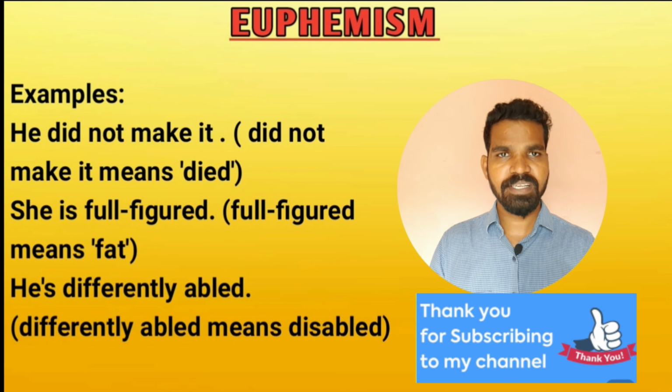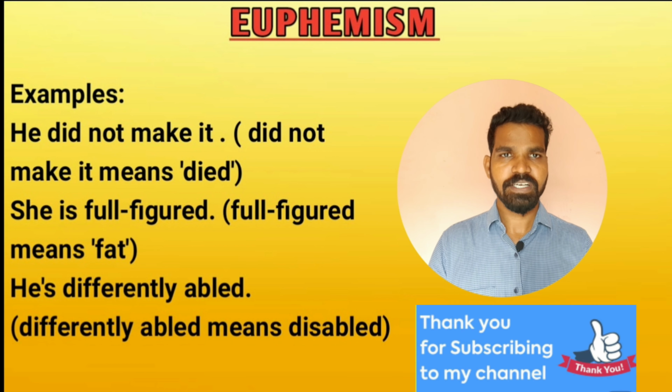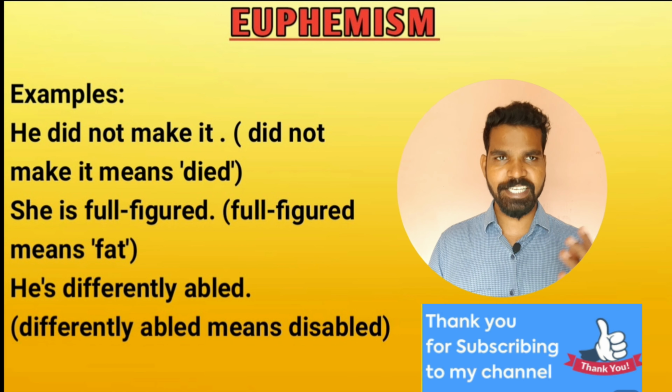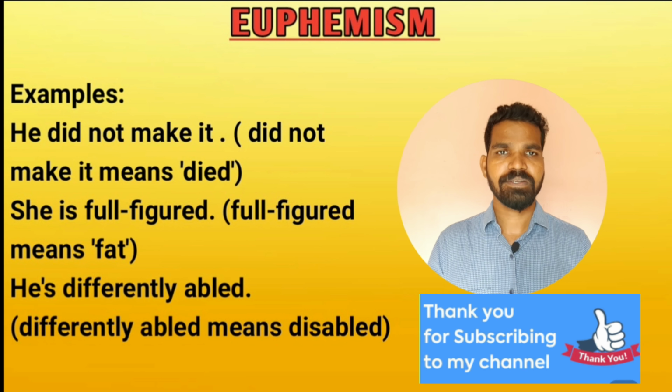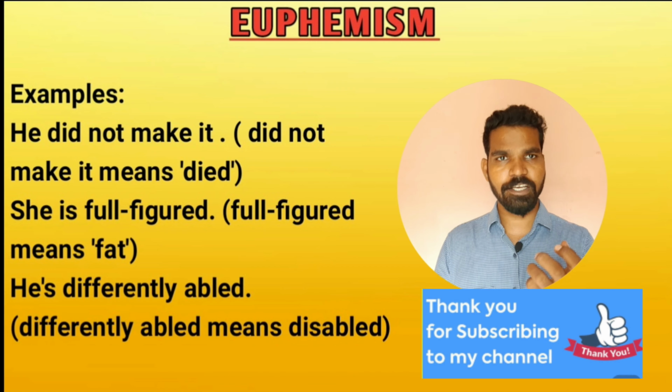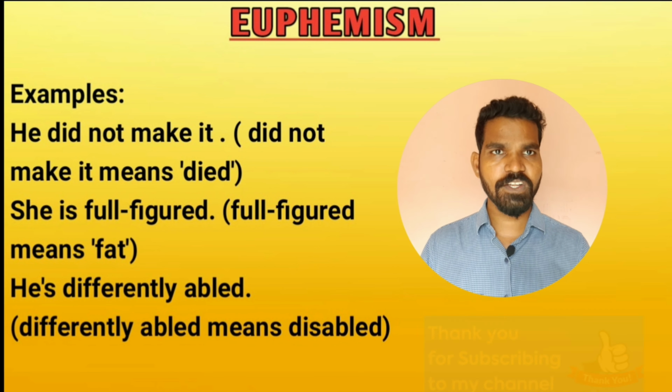And another example is differently abled. Differently abled means disabled or handicapped. But when you say handicapped, they feel hurt. So there's another term, differently abled. So these expressions are called euphemism.